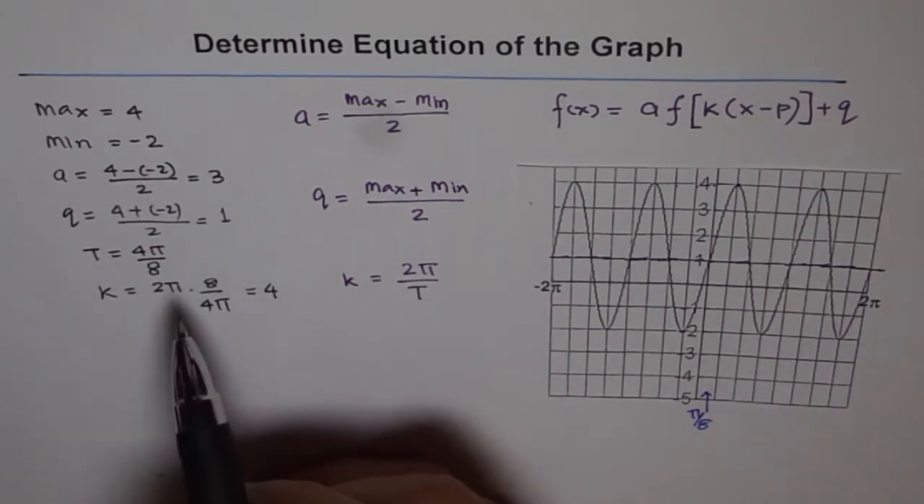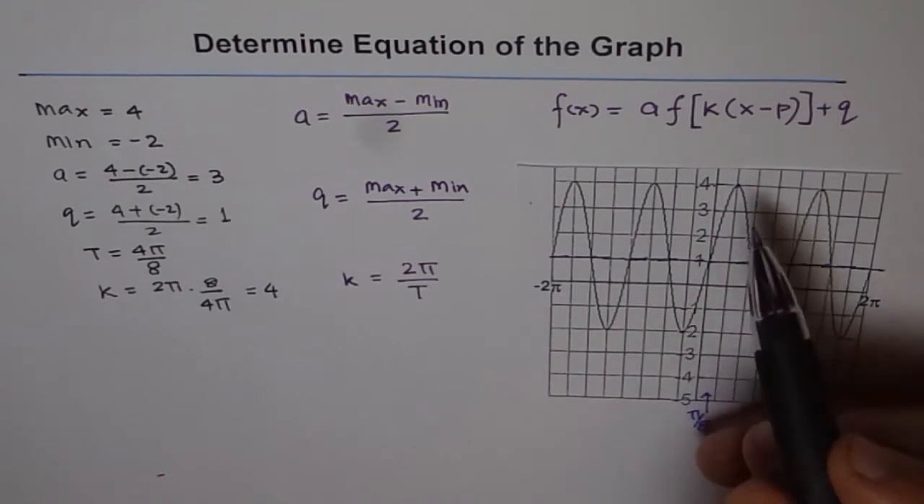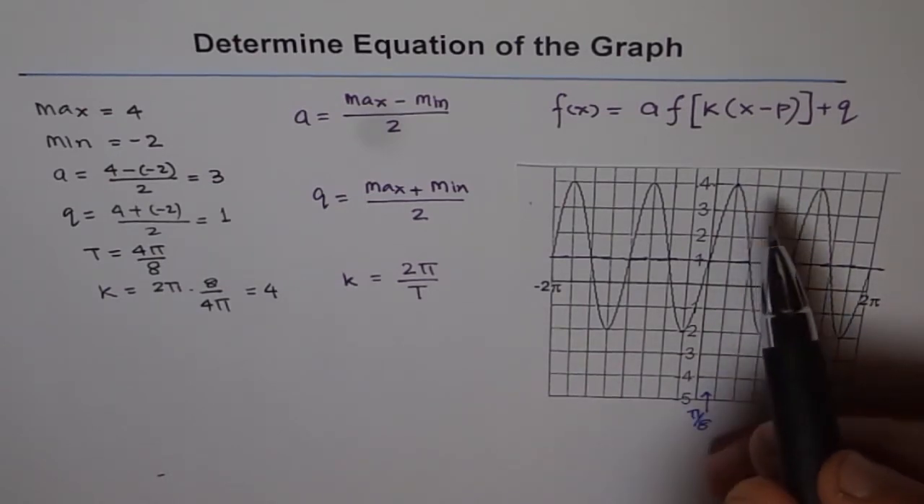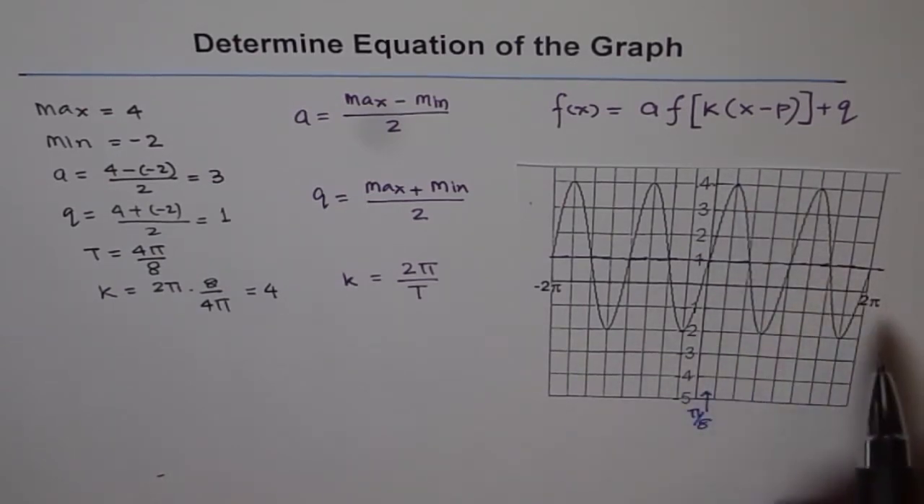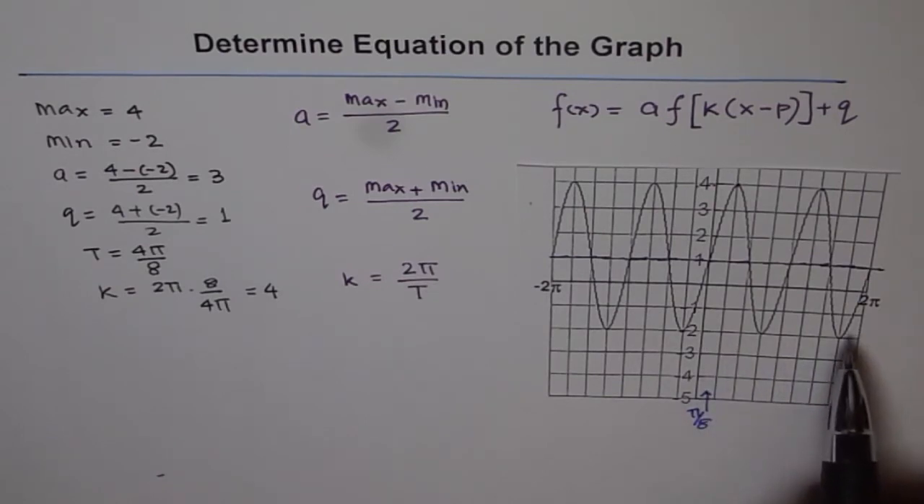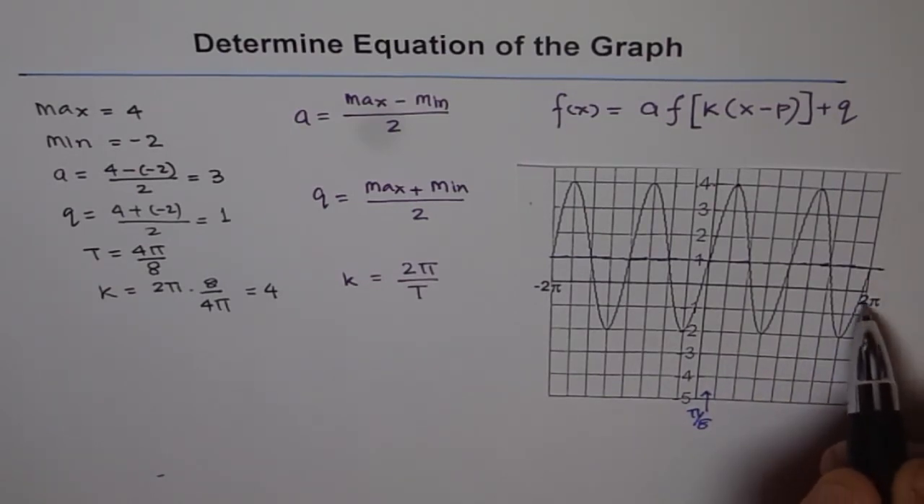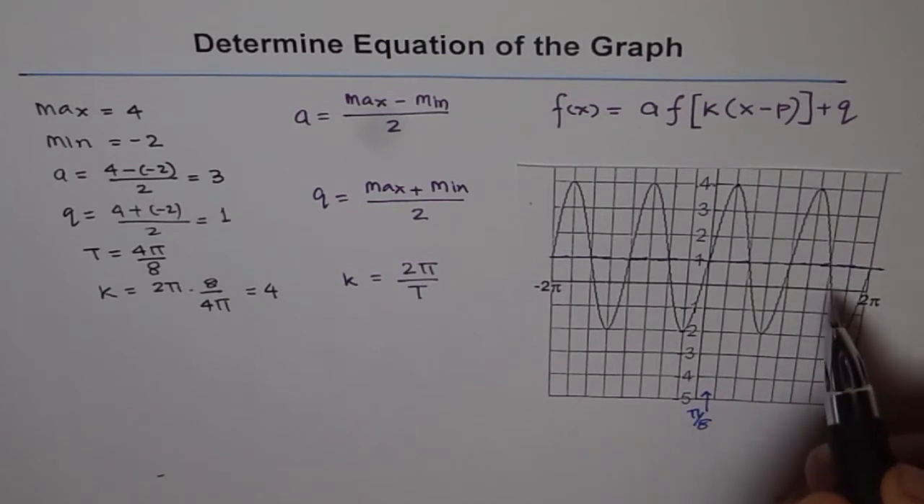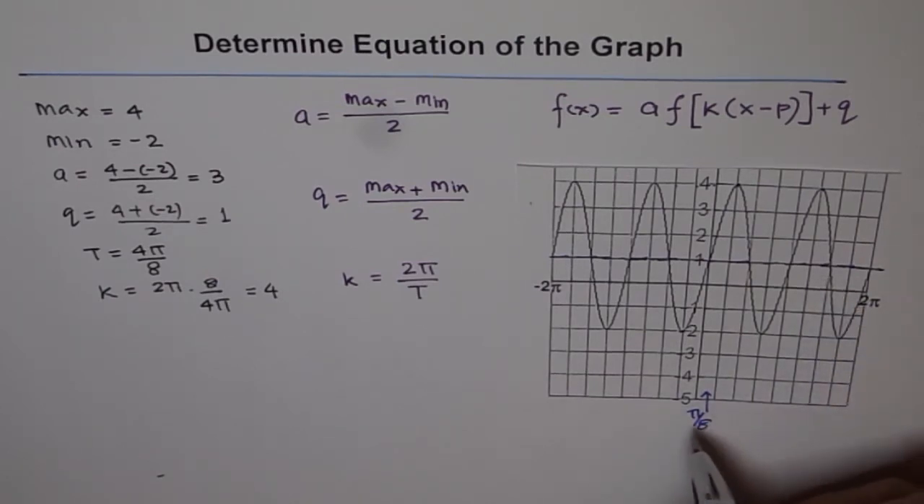Something is wrong. Now 4 pi by 8. Let me just check again. So each division is, okay, yeah, this is wrong. It is 2 pi by 8, not pi by 8, right? So we'll make a correction here.